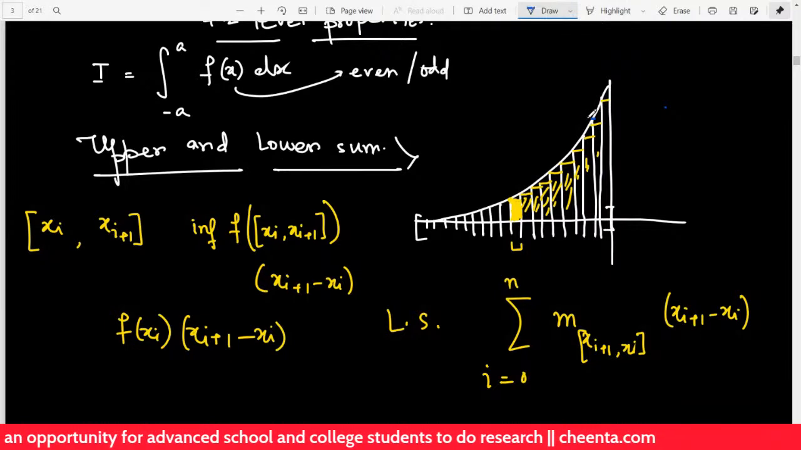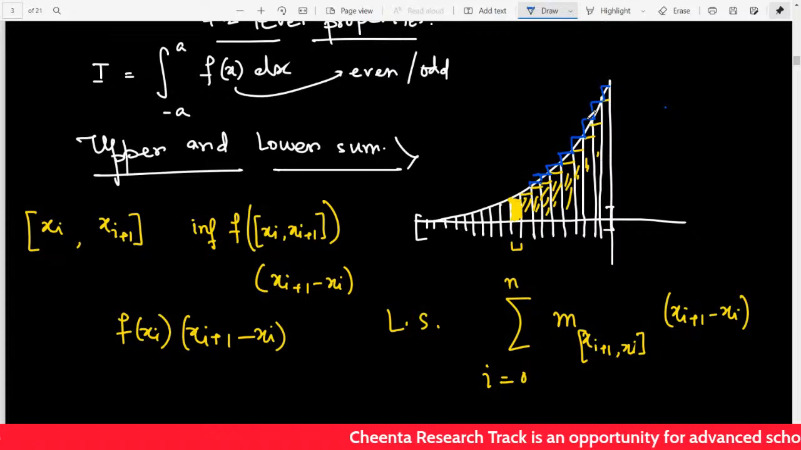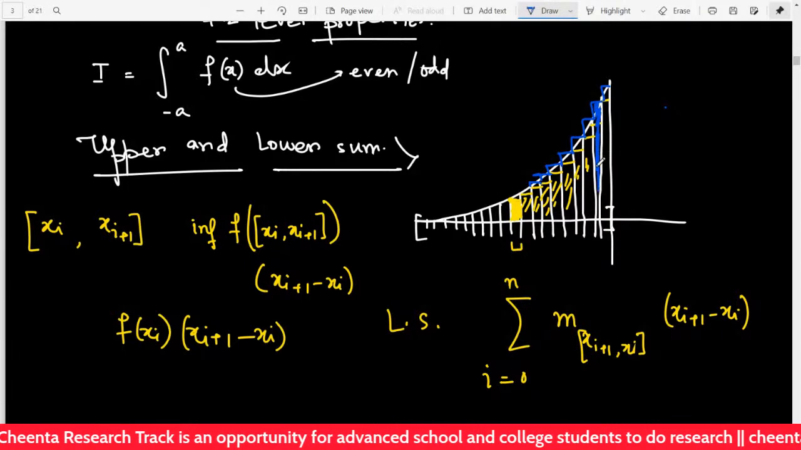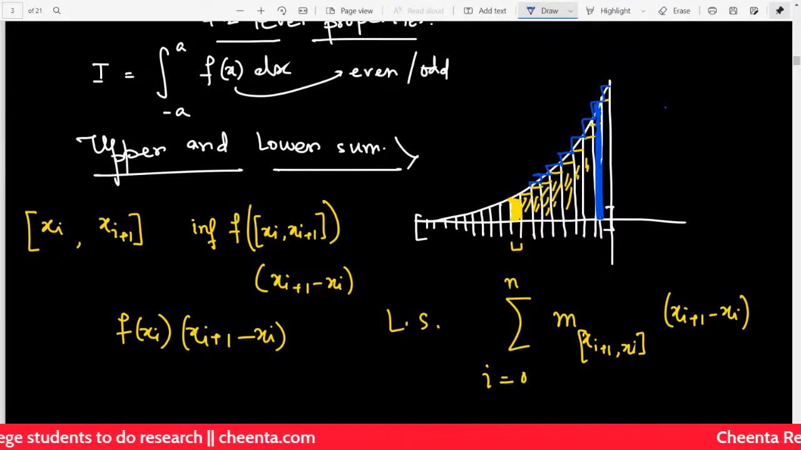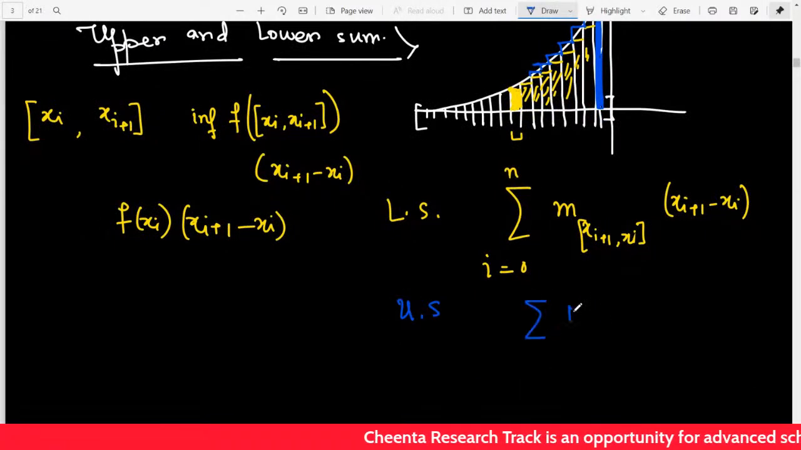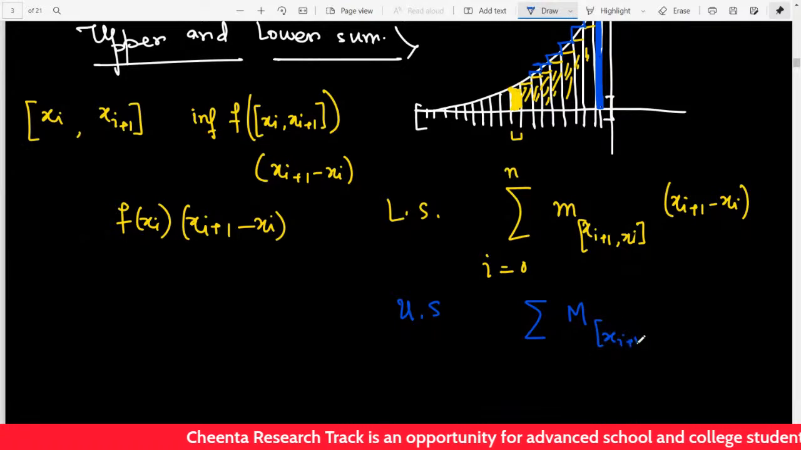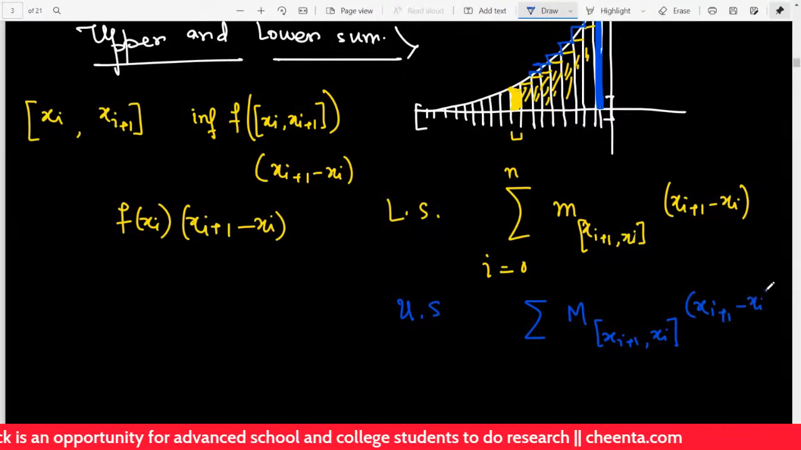The upper sum is going to be the supremum. So you are taking these rectangles for the upper sums. The blue ones are the upper sums. This entire blue region is one of the areas in the upper sum. That is why the upper sum becomes the summation of the supremum of the functional value into xi plus 1 minus xi.